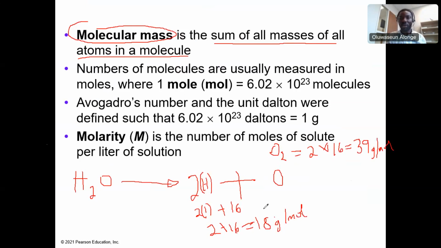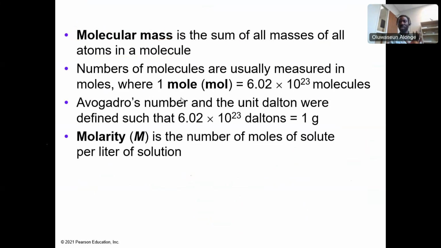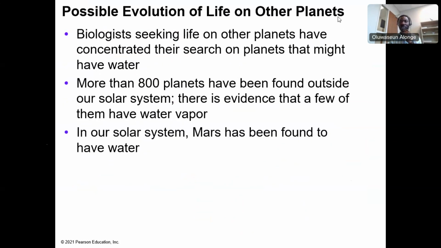All right. So the number of molecules is usually measured in moles, where one mole is about Avogadro's number of molecules, and the unit Daltons was defined such that this equals 1 gram. Molarity is simply the number of moles of a solute per liter of a solution. So that's simply how to calculate molecular mass.